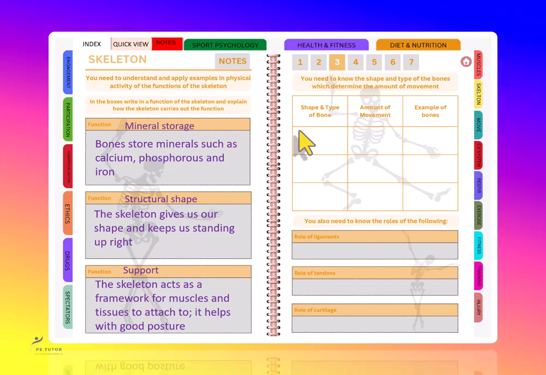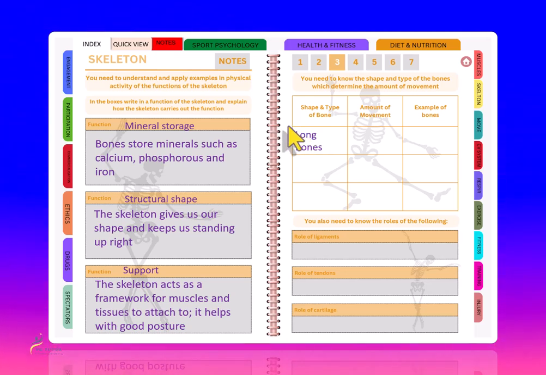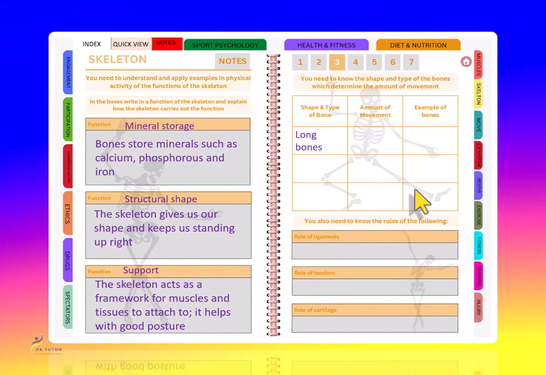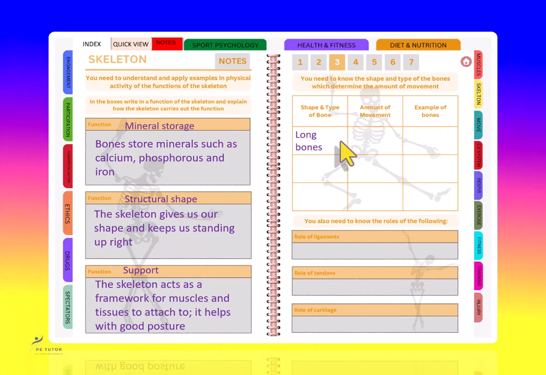So if we look at long bones, and if you remind yourself, the long bones are the femur here, the humerus here, the radius and ulna there, and the tibia and fibula down here. Those long bones, so what kind of movement can we get from them? And the answer is that we can talk about gross movement.